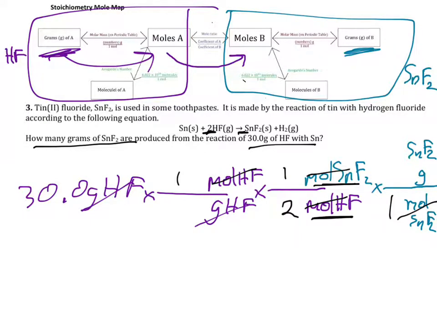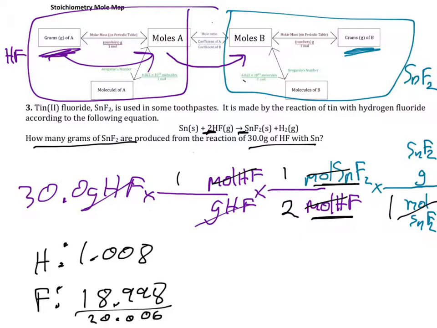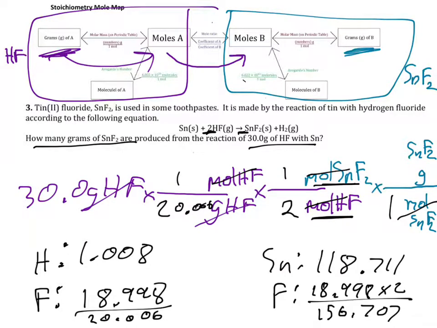Then, when we go from grams to moles, we use the molar mass from the periodic table. The molar mass for HF is going to be 20.006, and the molar mass for SnF2 is going to be 156.707. And that's our setup here.